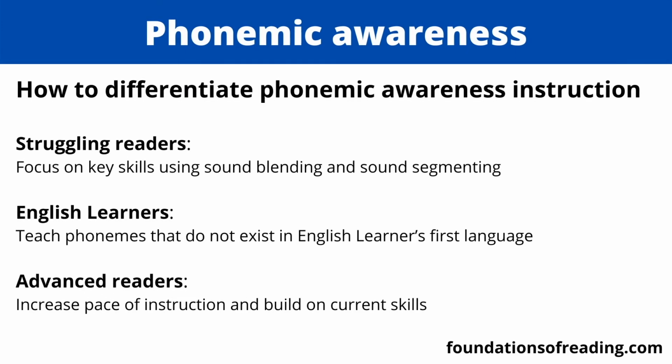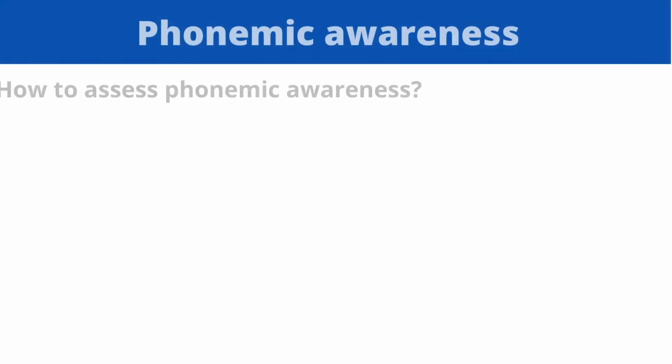The exam will not usually ask a general question about phonemic awareness, but instead specifically ask you how you differentiate instruction to meet the needs of a specific learner, who is either going to be a struggling reader, an English learner, or an advanced learner. For struggling readers, focus on key skills using sound blending and sound segmenting. For English learners, teach phonemes that do not exist in their first language. And for our advanced readers, increase the pace of instruction and build onto their existing skills.